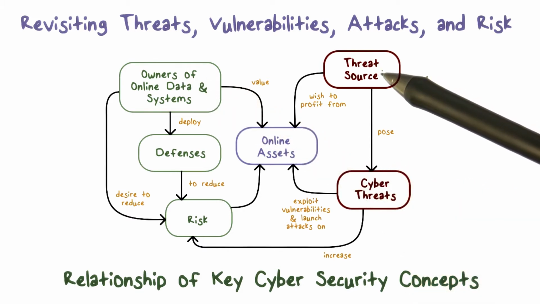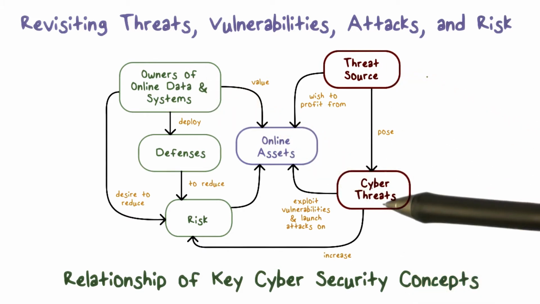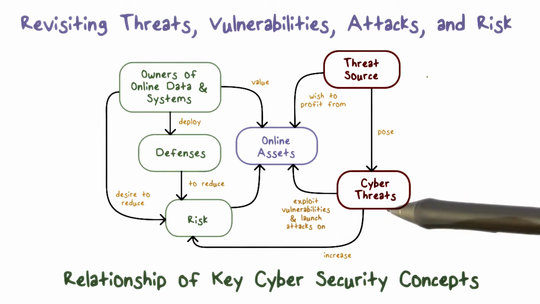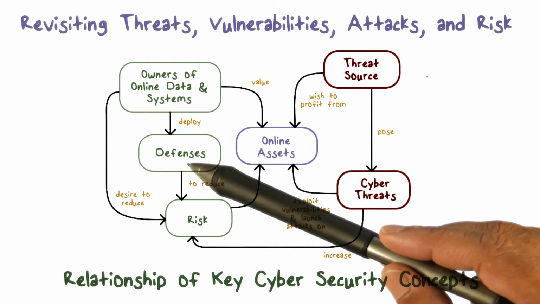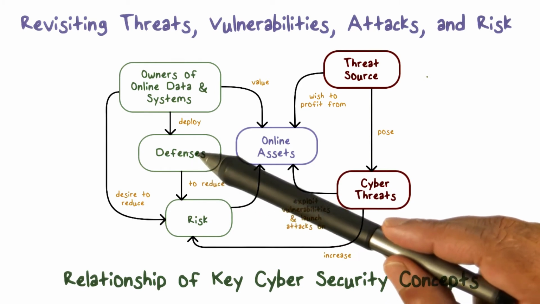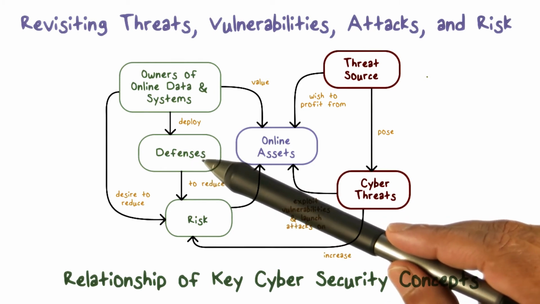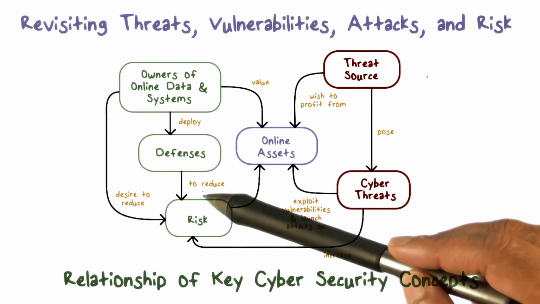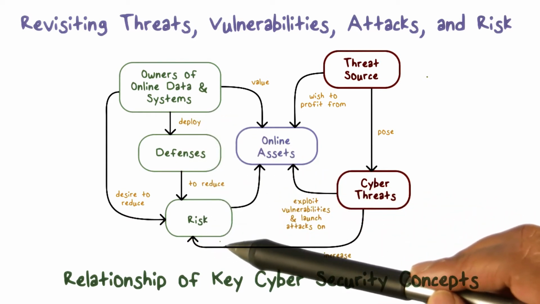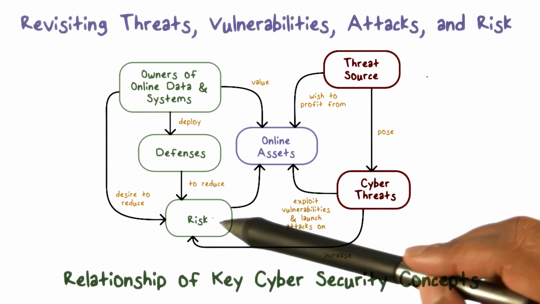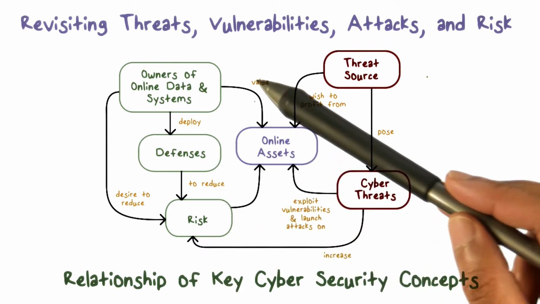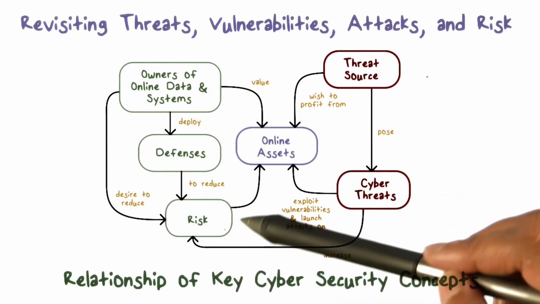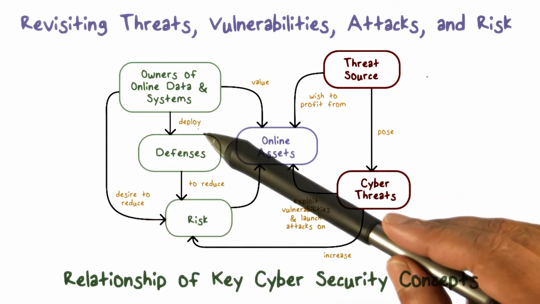They deploy those because those are critical to what they do. At the same time, we know that there are threat sources, and they're going to pose threats to these systems that we're talking about. But one way we deal with both the threat source and any vulnerability that we may have is deploying defenses. Owners obviously want to reduce this risk, and one way to do that is to deploy the defenses that we have in place. And the risk is to the online assets, which are valued by the owners. That's the picture on the legitimate owners and what they do in cyberspace.